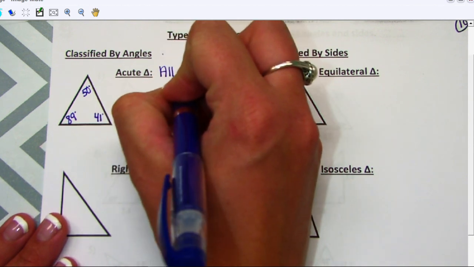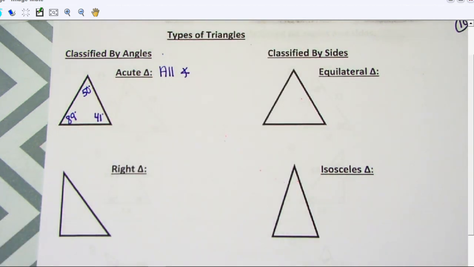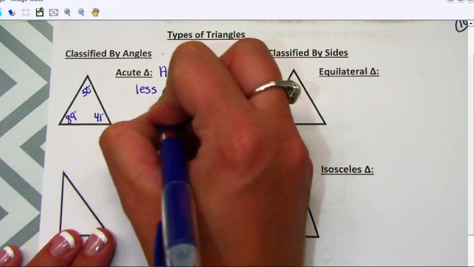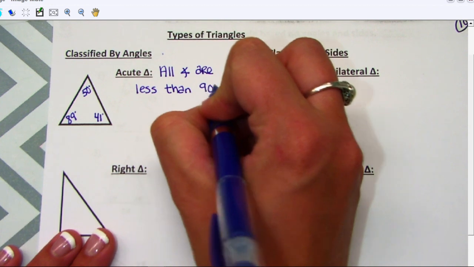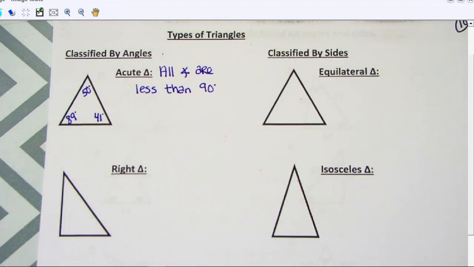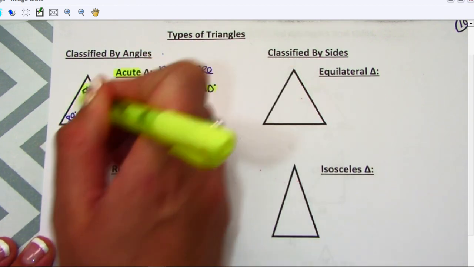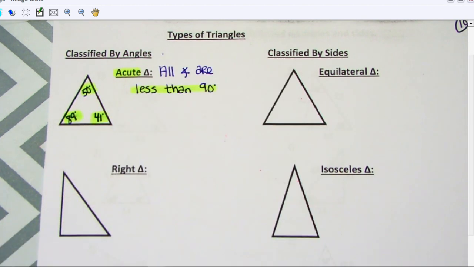And I'm going to put the angle symbol. If you want to write the word, that's fine. But remember, the more you use a symbol, the easier it is to remember. So all angles are less than 90. So by knowing the definition of acute, this makes it a lot easier. We know acute angles are less than 90 but greater than 0. So acute, they're all less than 90. And if I look at my angles, I have 50, 89, and 41. Even though angle 89 is really close to 90, it's not 90. So it's not a right angle.